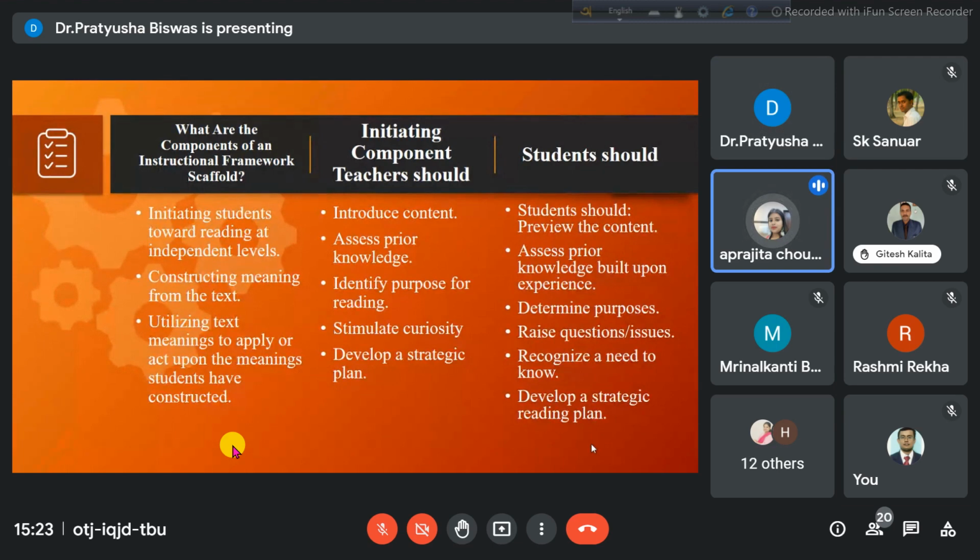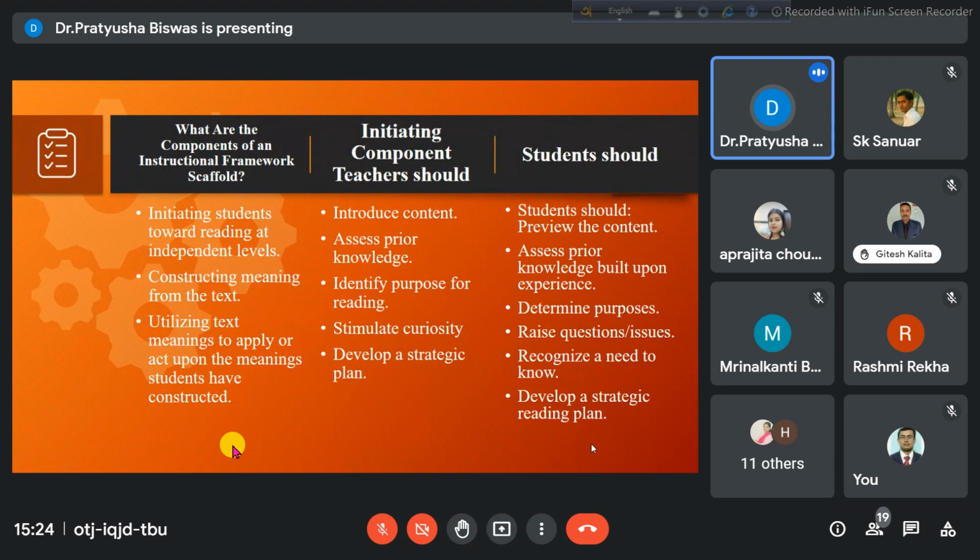Then the second one is constructing meaning from the text. It means that whenever you provide us the notes, we have to understand them and then write them in our own language, in our own text. And the third one is utilizing text meaning to apply or act upon the meaning students have constructed, and then to apply those as a means of knowledge and instruction in learning the topics well.